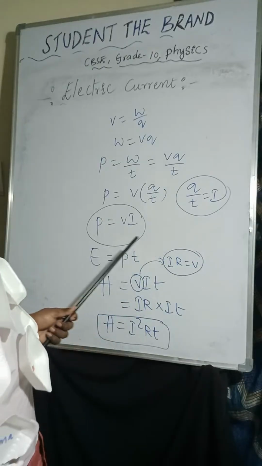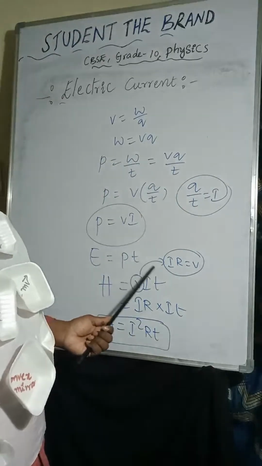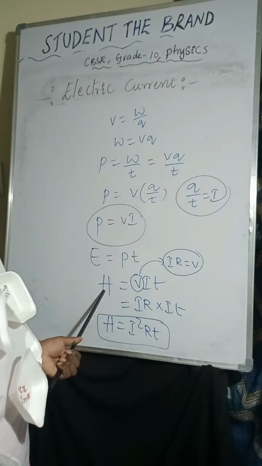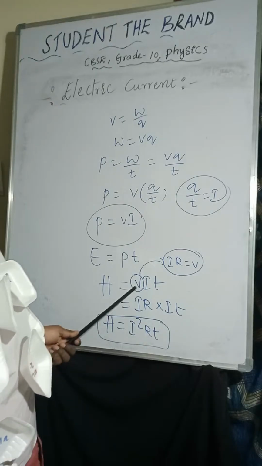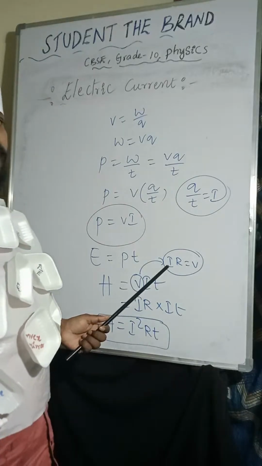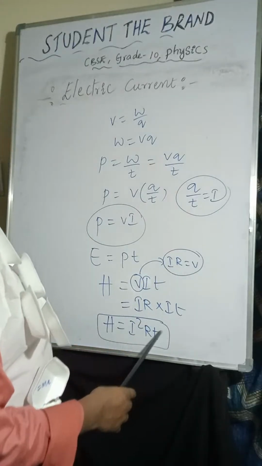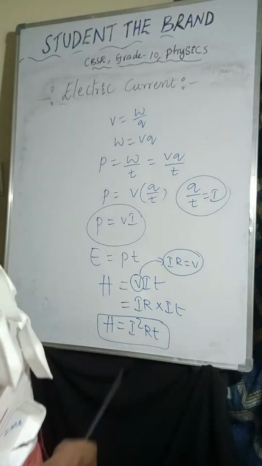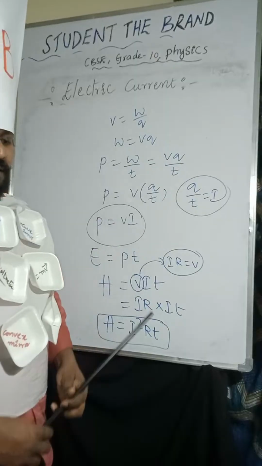Now the energy given to the conductor is P into T, which is nothing but the heat produced in the conductor. H equals V I into T, V equals IR, so IR into I into T. So H equals I square RT. So this is about heat produced in the conductor.